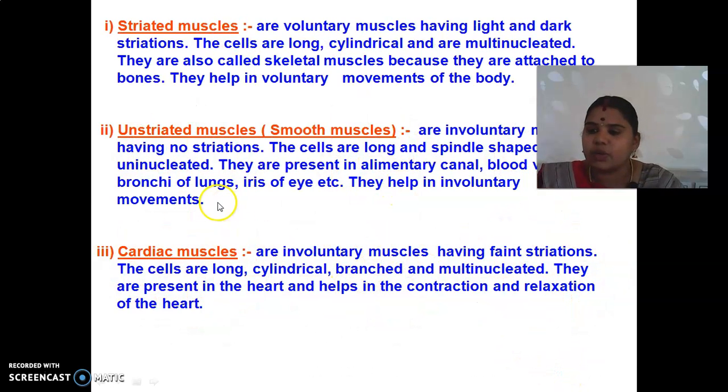Nucleus is there, but what? Only one nucleus is there. But in the case of striated muscle, there are many nuclei. But here in unstriated muscles, there is a single, uni-nucleus.